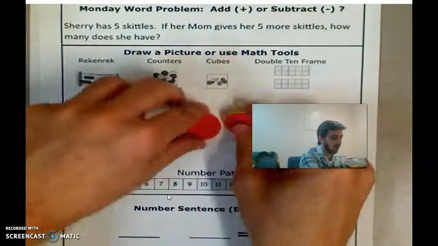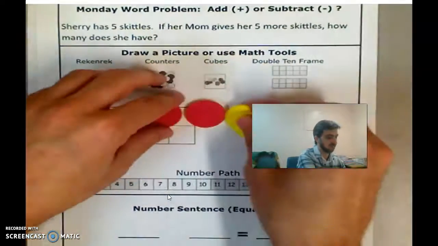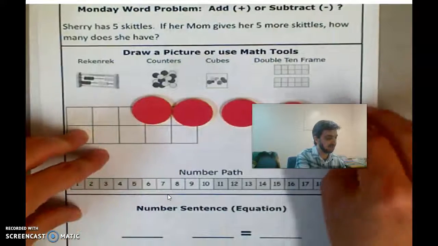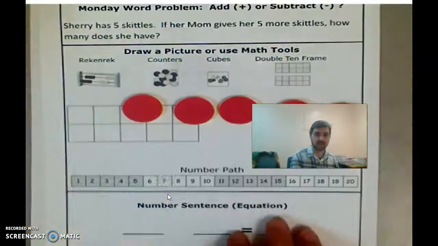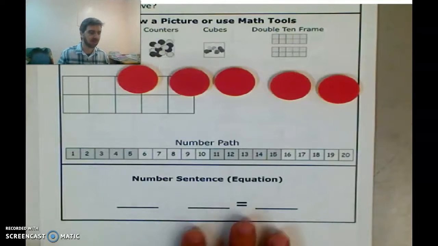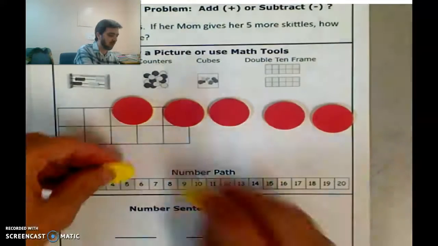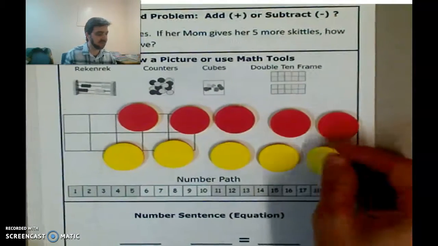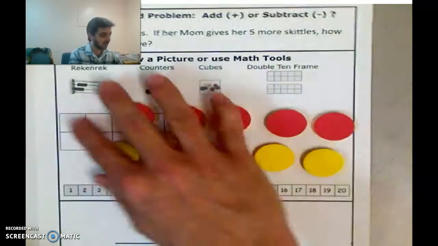If you used your counters, which is totally fine, you could put out 5 Skittles, right? And then her mom gave her 5 more, right? Let me move my head over here. All right, gave her 5. So you might do 5 more in a different color. Maybe do it in yellow. And you'll see that you get 10, right?